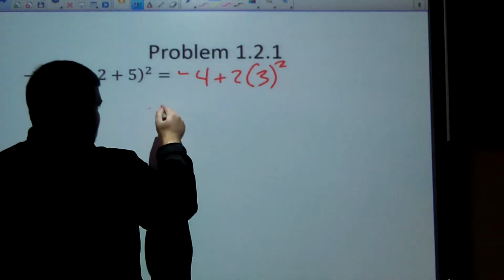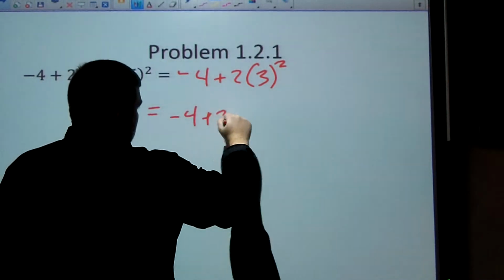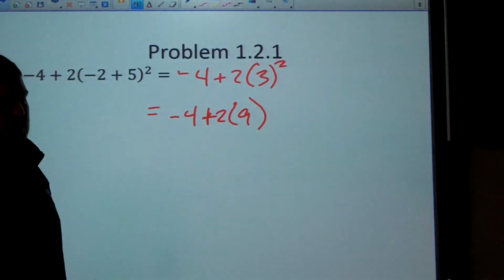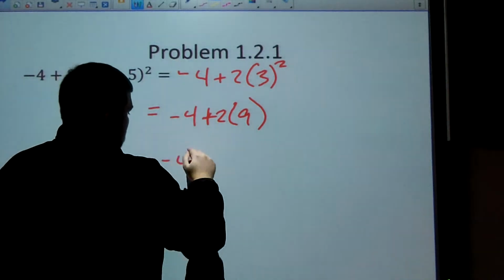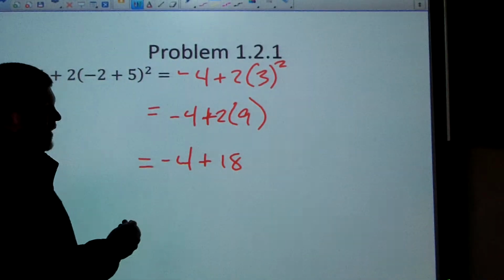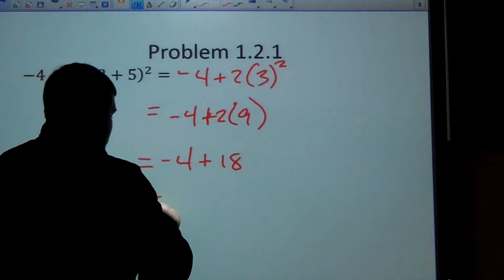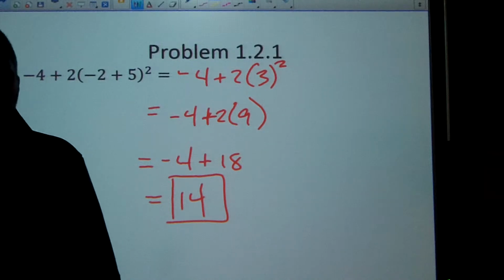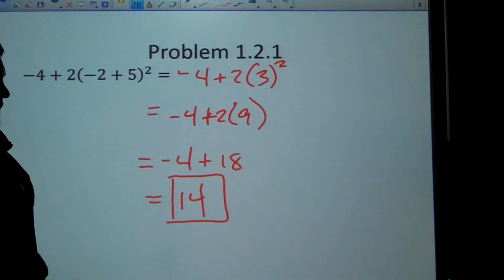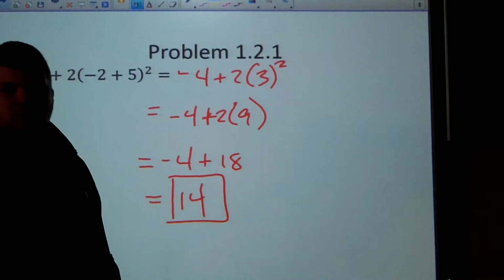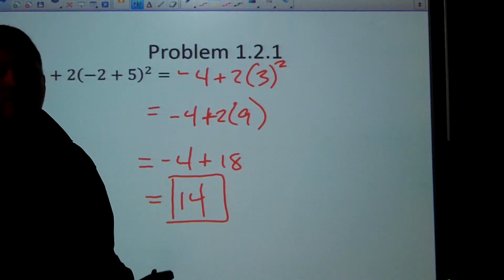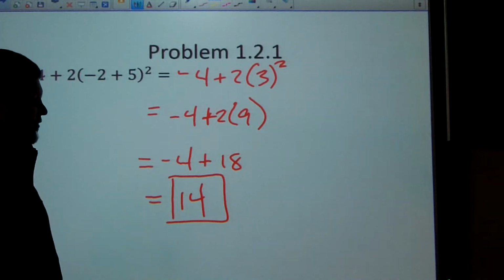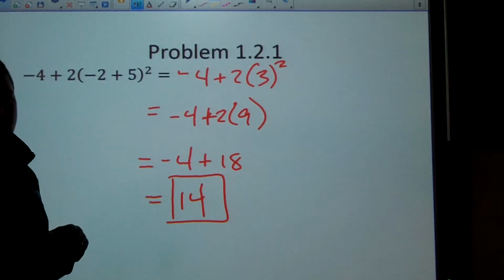Take care of exponents next. -4 plus 2 times 3 squared is 9. Now multiplication. And then finally addition. So 14 is my final answer. I like to circle or box my final answer, and I would recommend you do the same, because you've got lots of work here, and if you don't circle or box your final answer, it's very easy to get confused about what's what. So the final answer here, when you simplify everything down, is 14. If you're not sure, verify it with a calculator. Type it in exactly the way it looks.